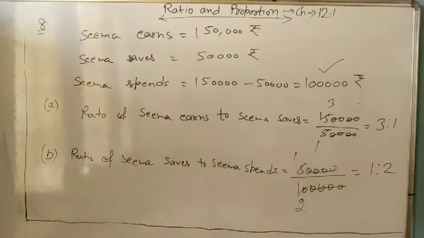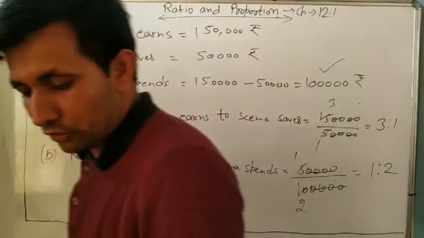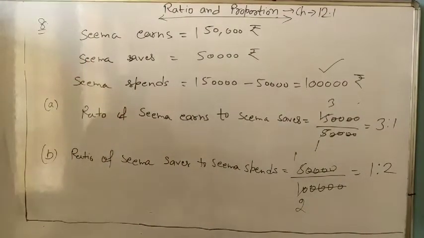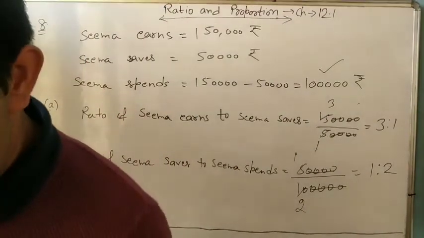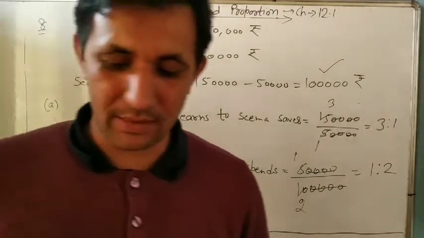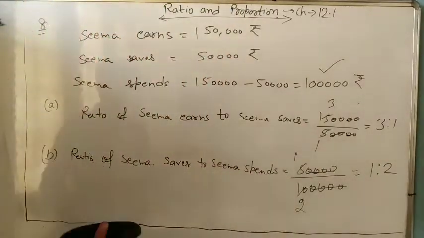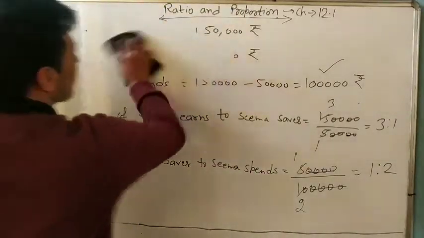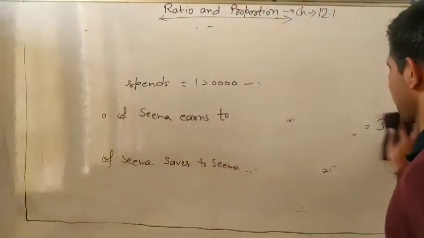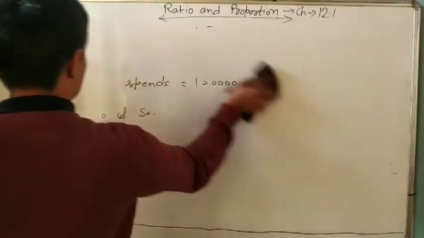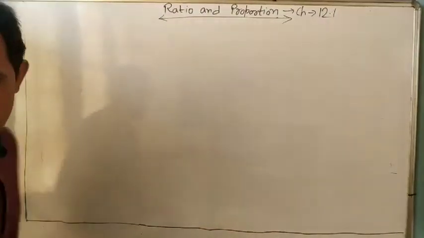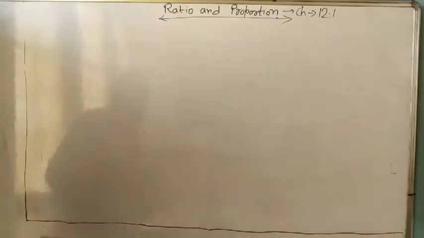Understand it? Next, question numbers 9, 10, 11. Do yourself. Okay, all are the same type of question. 9, 10, 11. Okay. Next is question number 12.